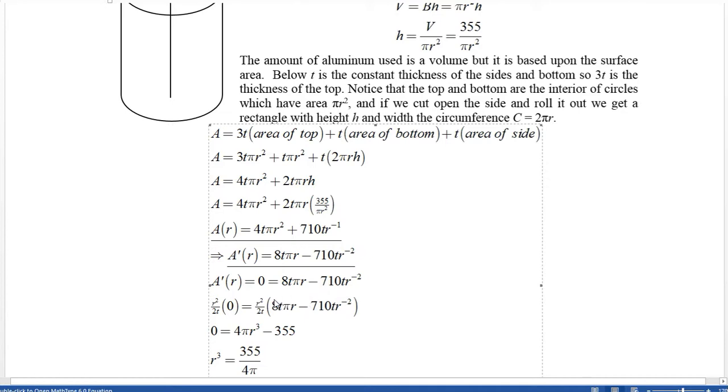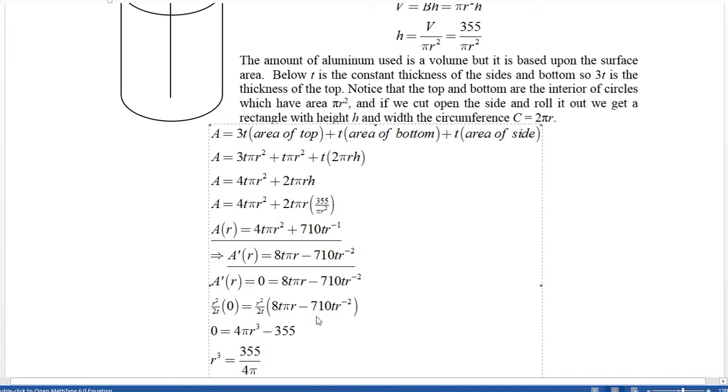And notice the first thing, I'm going to multiply both sides by r squared over 2t, which still leaves us a 0 on the left. And if we do that, look what happens here. So the 8 divided by 2 is 4. We still got a pi. R squared times r is r cubed. And that gets rid of this negative exponent here as well. So 710 divided by 2 is negative 355. The r squared times the r to the negative 2 cancels out, and the t cancels.